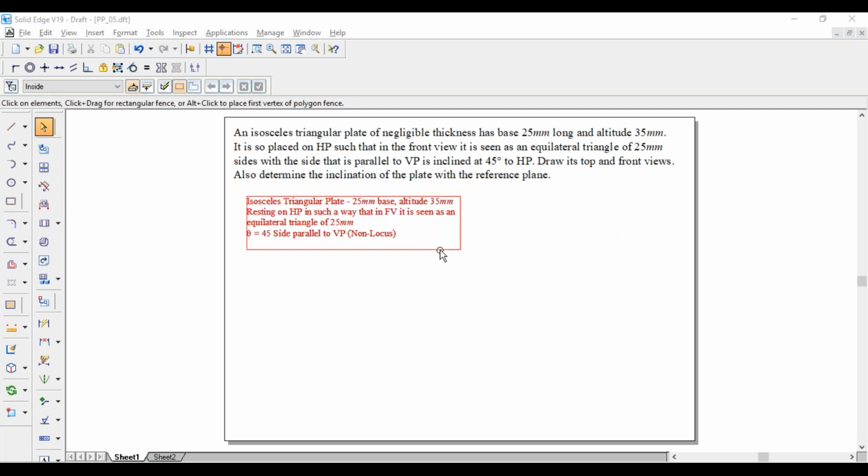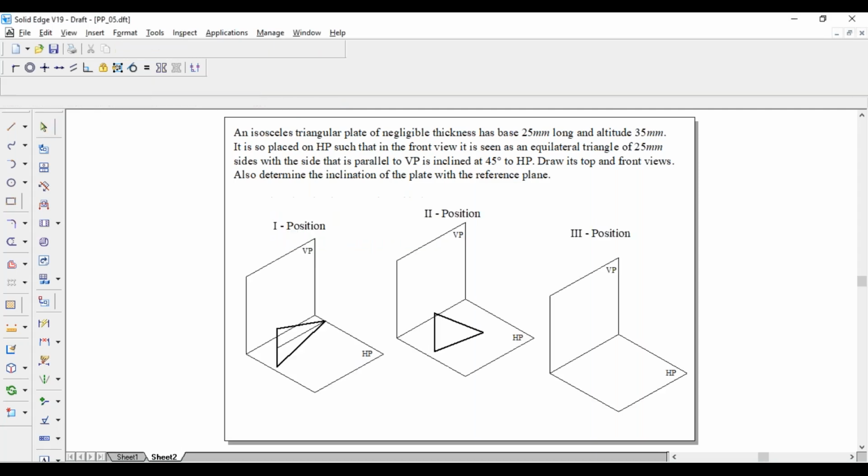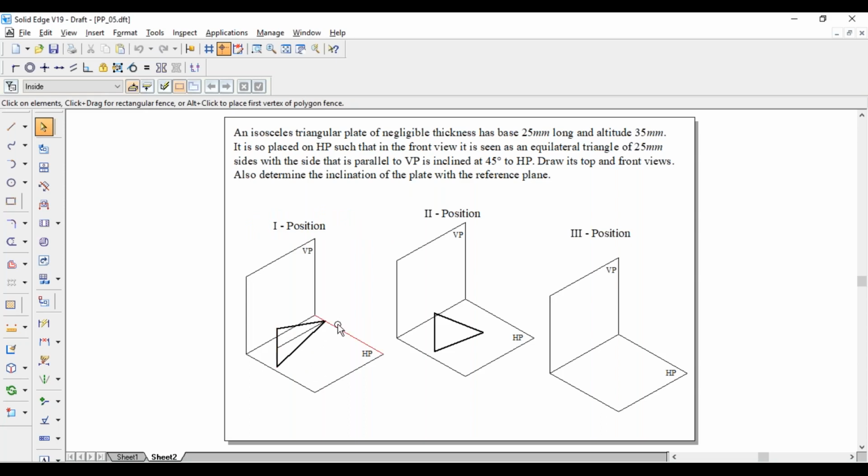This is somewhat a different type of problem compared to the previous types of problems. Here, resting on HP does not mean we should consider it parallel to HP. Why? Because if we consider it like that, in the front view it looks like a line, but in the front view we want a triangle. So how to consider? It will be like this. This is also resting on HP, but with one of its corners. This is the base of 25 mm, and this is the altitude of 35 mm.